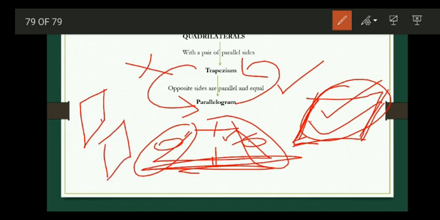If you consider any parallelogram, in the parallelogram, opposite sides are parallel. So to be a trapezium, there should be at least one pair of parallel sides. Since in all parallelograms we have a pair of parallel sides, all parallelograms are trapeziums. So all trapeziums are not parallelograms, but all parallelograms are trapeziums.